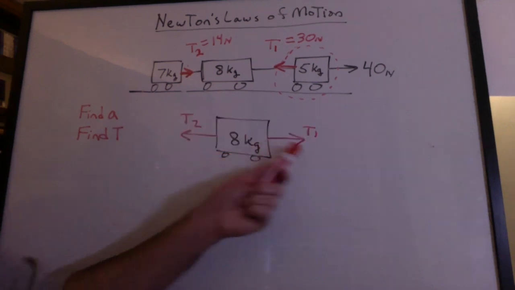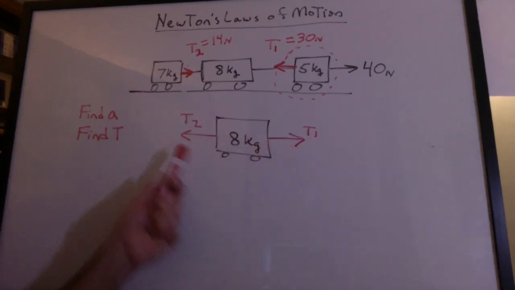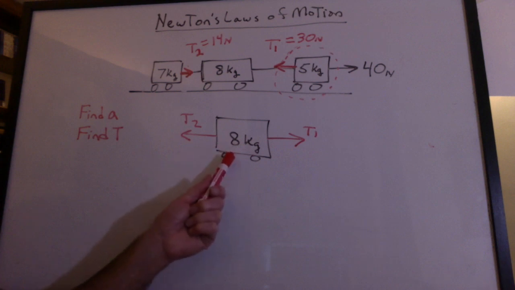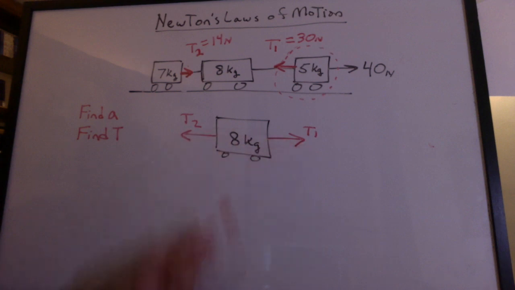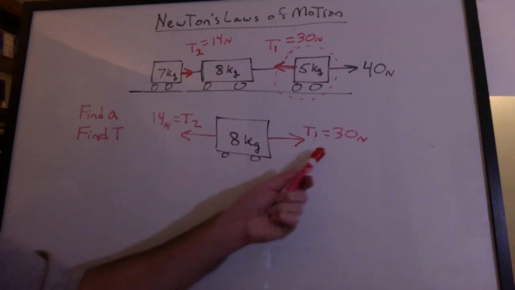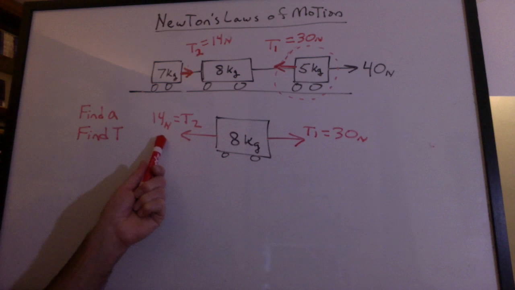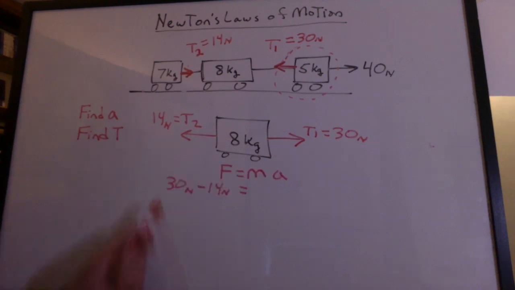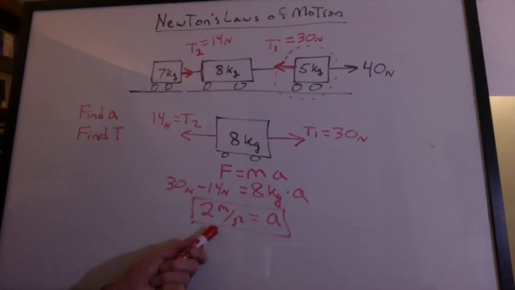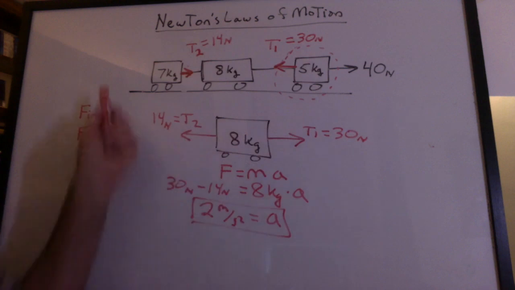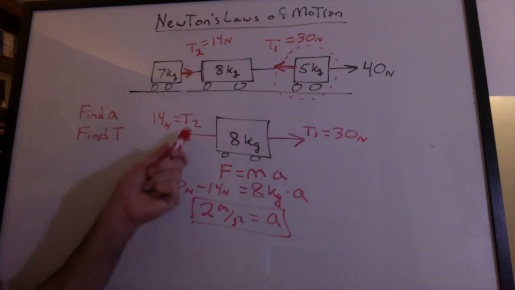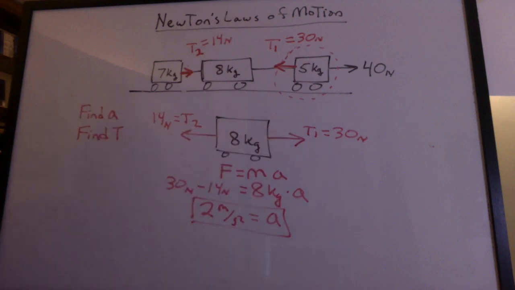What would happen if T1 was equal to T2 and they were both acting on this cart? They would add up to 0. The cart wouldn't be able to accelerate. Let's check that out. T1 is 30 newtons, T2 is 14 newtons. I'll have forward forces minus backwards forces. Hey, let's solve for A. And that's the acceleration of this whole system. It worked. That's why these tensions can't be equal.